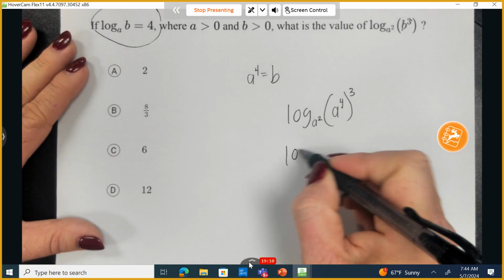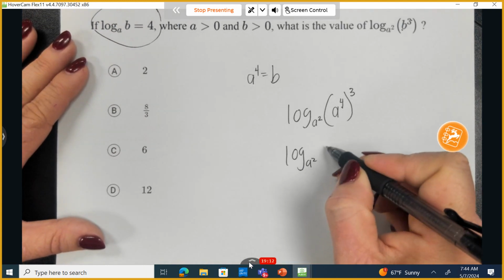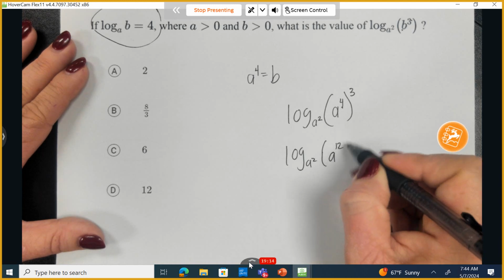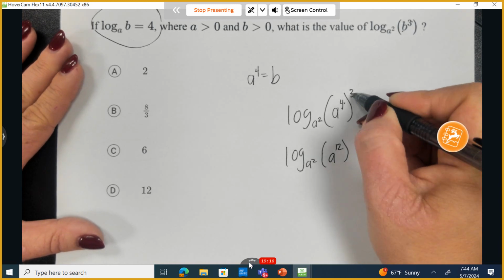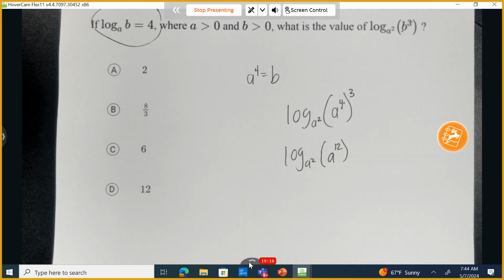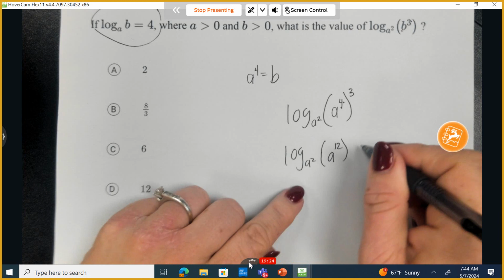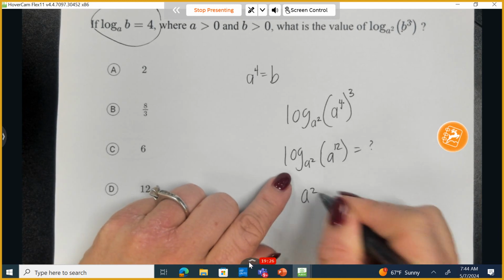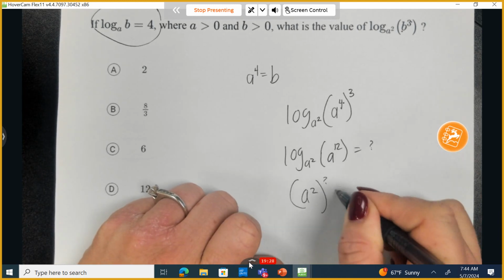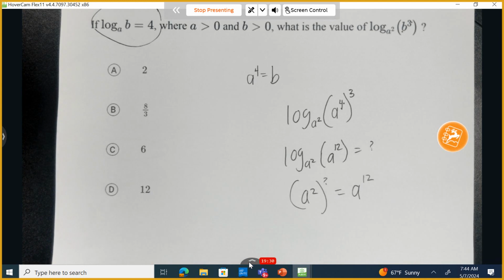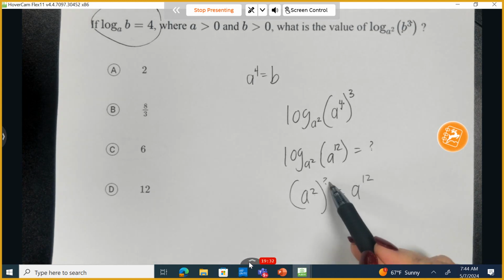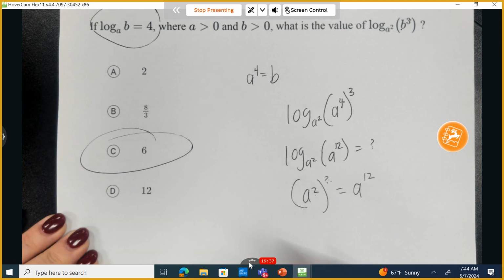So really I have log of a squared, and behind it is a to the 12th, because when you have a power raised to another power, you multiply. So how do I do this? If I'm going to write this in exponential form, I'm saying to myself, a squared raised to what value equals a to the 12th? And I just told you that a power raised to a power, we multiply. So 2 times what equals 12? The answer is 6.